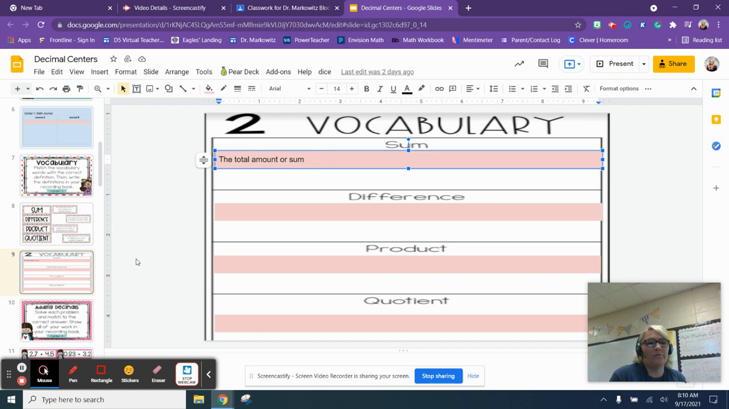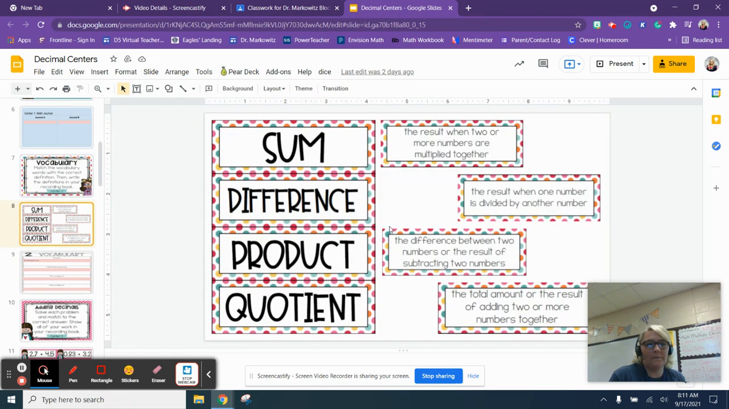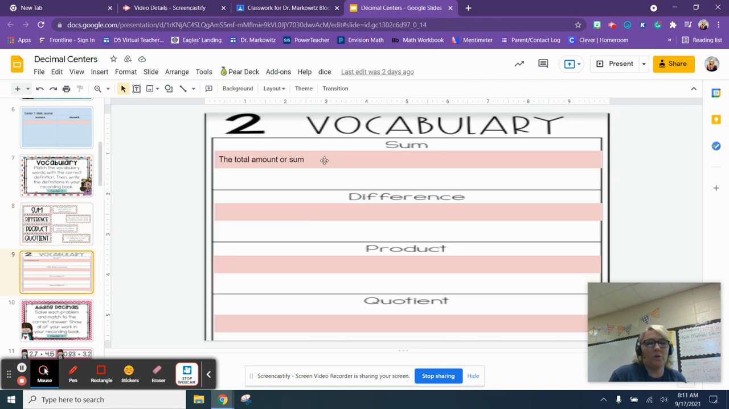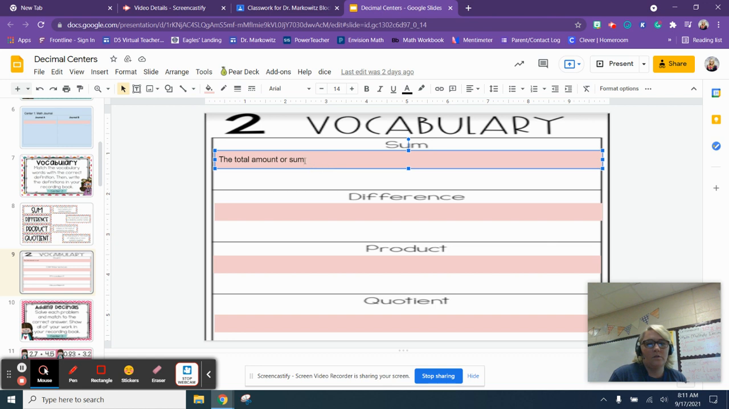Yep, sorry, it was so confusing. All right, so for slide 9, the definition of sum is a total or the result of adding 2 or more numbers together. So the total or the sum of adding 2 or more numbers together, right? So you just type it in.